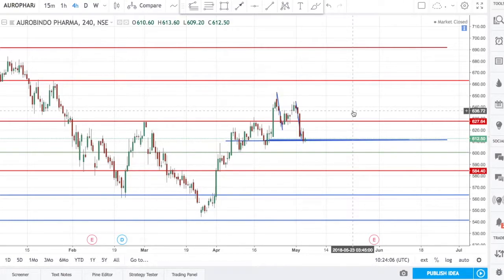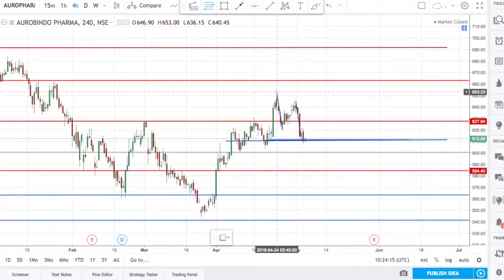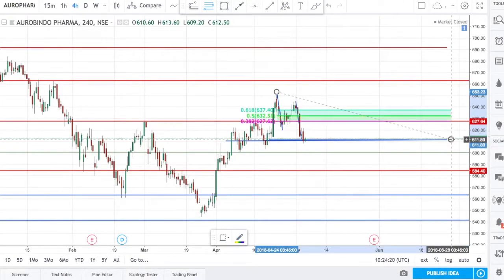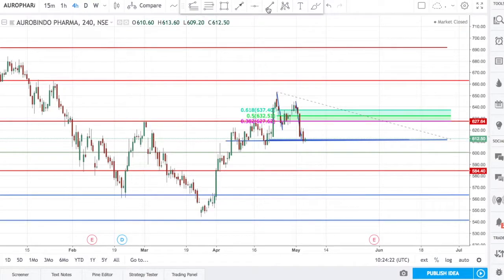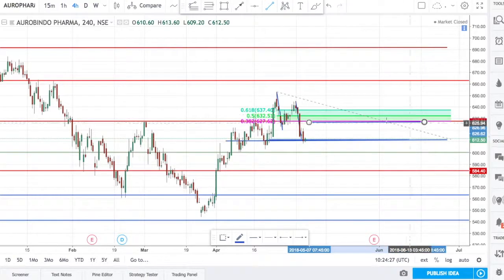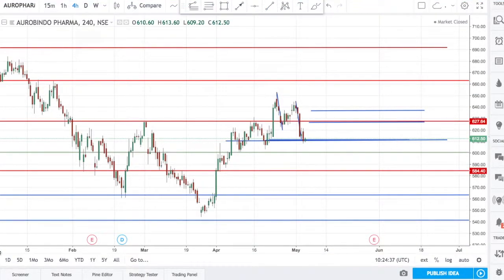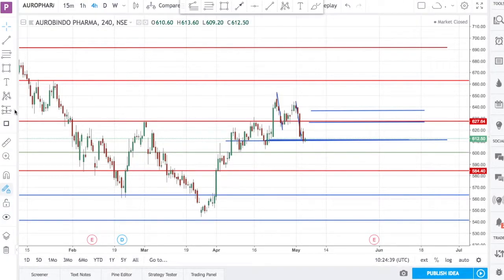Now let's pick our target placement tool and mark our first and second targets. The Fibonacci retracement from A to D gives us our 0.382 right at this resistance level and our 0.618 at this level. Now let's take this off and take our target placement tool.